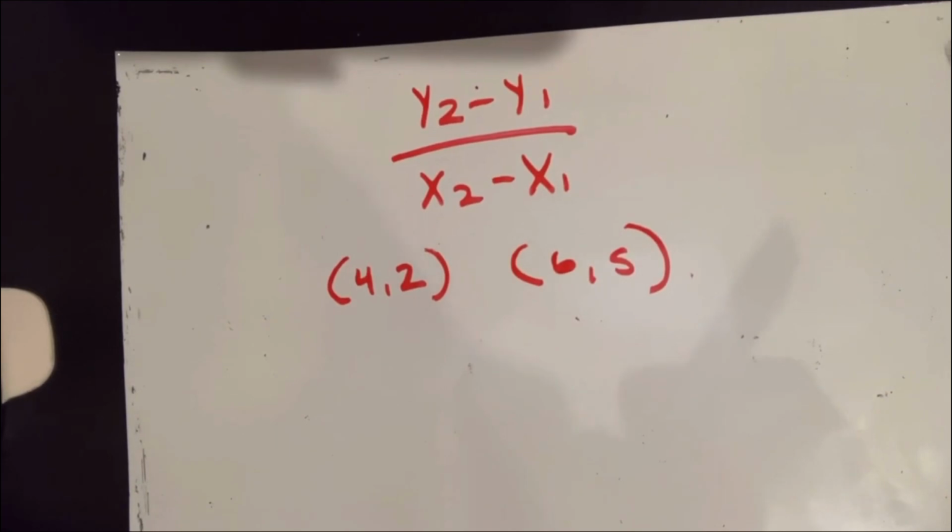Our fourth and final slope equation is y2 minus y1 divided by x2 minus x1. We subtract the first y value from the second and do the same thing with the x values and then divide them. We only do this when given 2 pairs of coordinates.